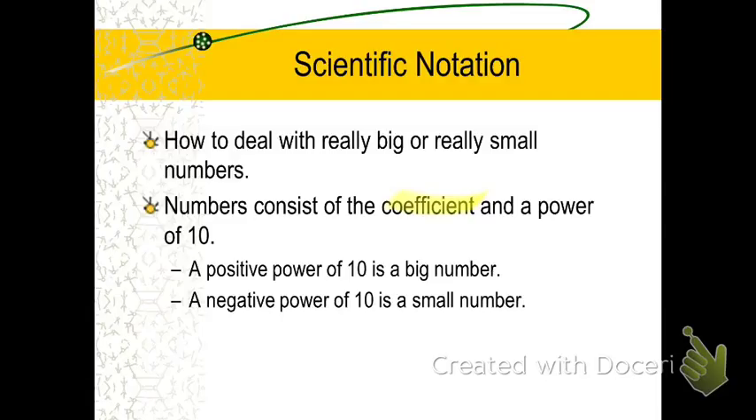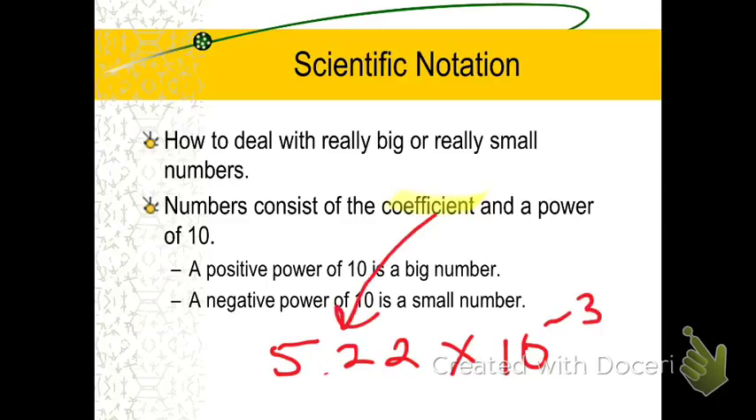And just to make sure that you guys know what I'm talking about, like if I had a number like 5.22 times 10 to the negative third, the coefficient is this business over here, and then you have your exponent, or your power of 10, which is this number here. And since this is negative, we know that this is actually going to be a tiny number.